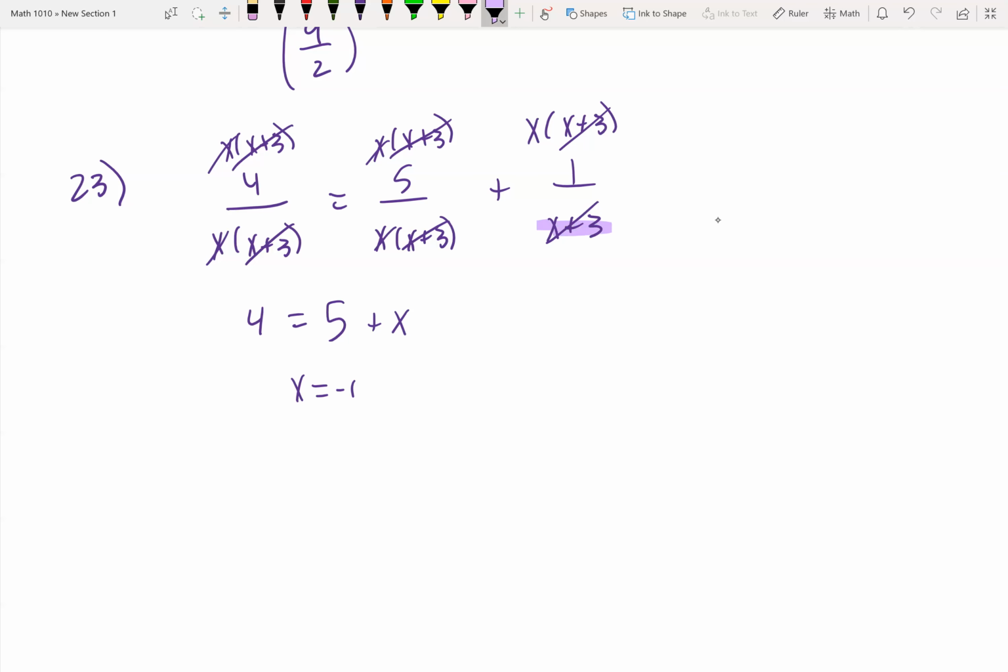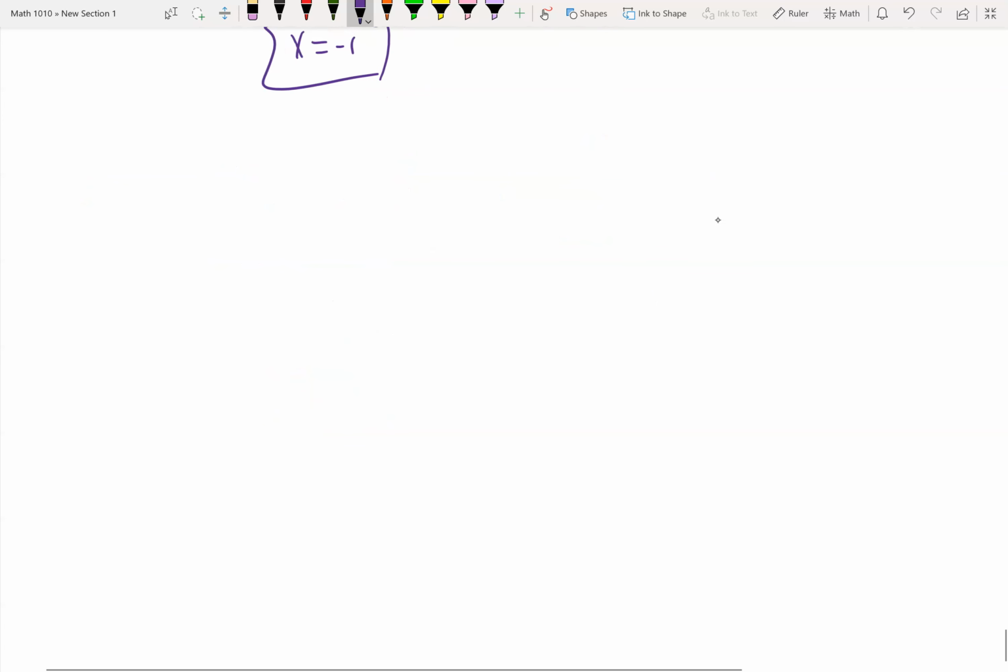Now you do have to be careful. I want you to write the restrictions every time you do this. So x cannot be 0, and x can also not be -3. That was not a restriction, so we're good. If it was a restriction, then we would write it, it would be no solution, okay? Okay, 24, and this is our last problem.